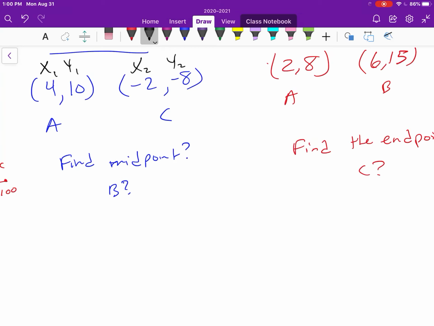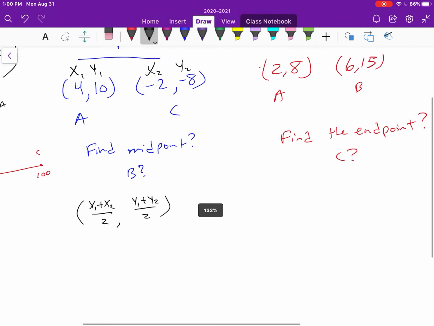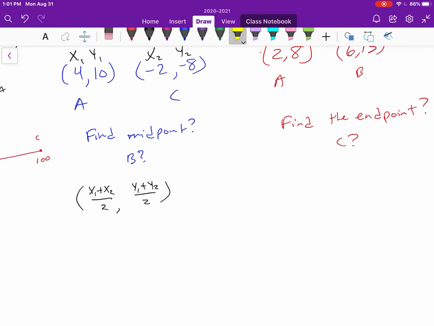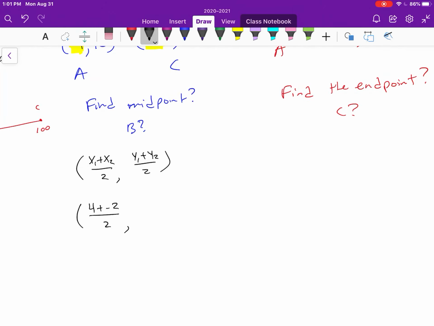And so when you plug this into your formula, x1 plus x2 divided by 2, and then y1 plus y2 divided by 2. When you plug them in, then you can go ahead and see which ones fit. Because your 4, which is your x, and then your -2, which is your other x, as you plug them in, so 4 plus a -2 divided by 2. I usually solve one side first. So 4 plus a -2 gives you a 2, divided by 2 gives you 1.